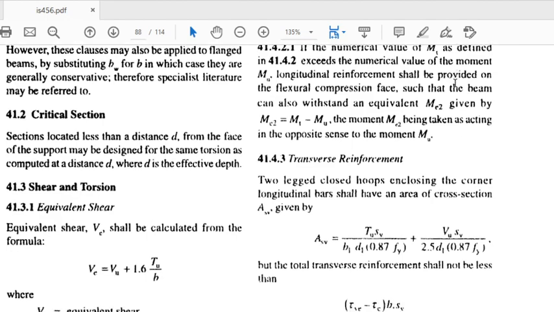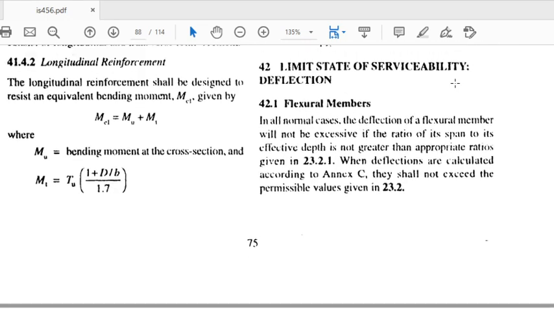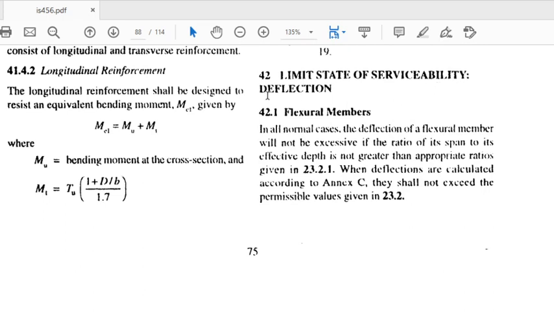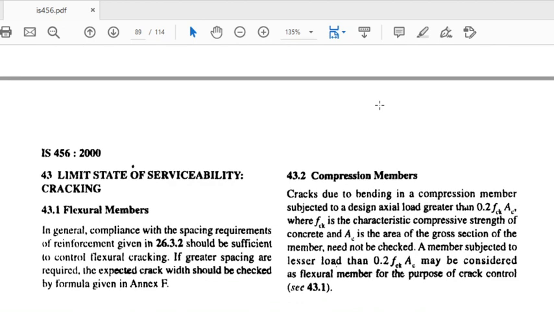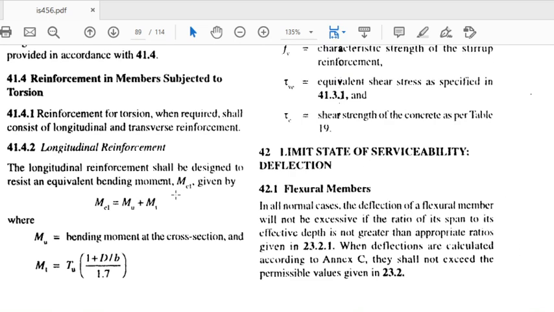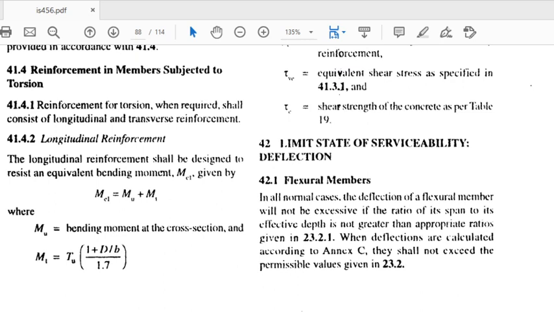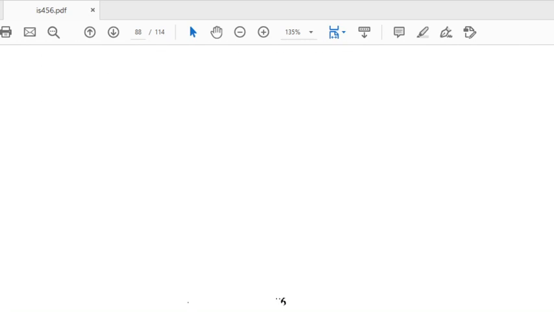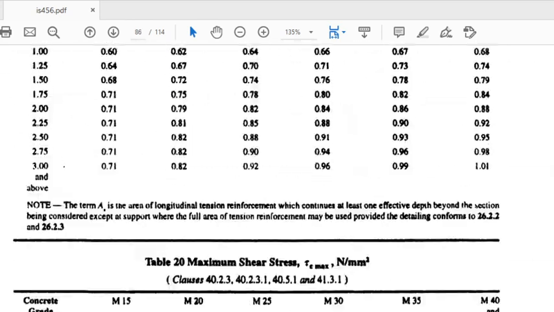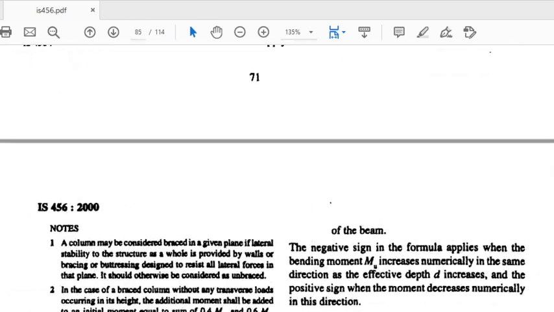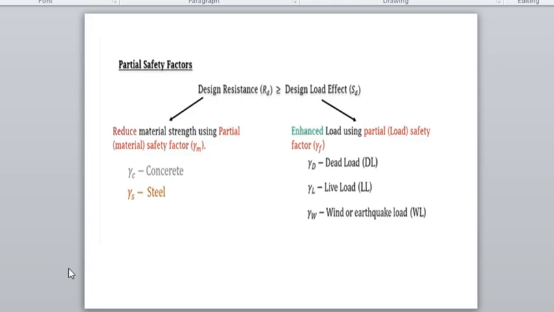Next is the limit state of serviceability. In that, the first one is deflection, deflection for a flexural member. Flexural member means bending. Then limit state of serviceability for cracking. So this is the limit state of serviceability, which I explained in the slides. So let us go back to the slide.